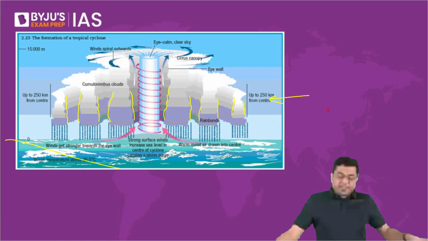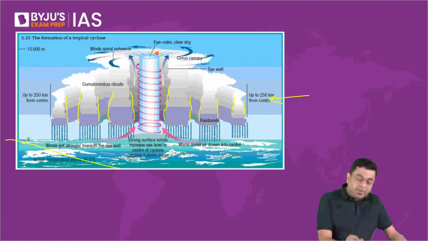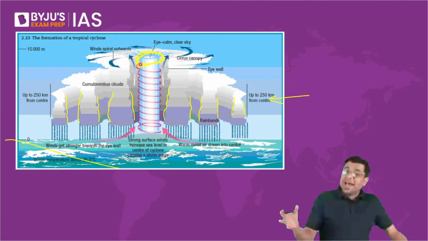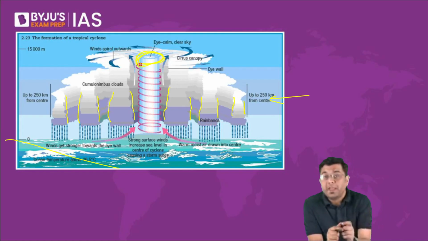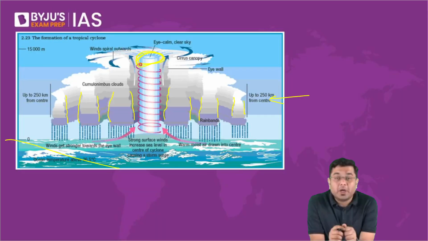But then after some time, the eye of the cyclone, what we regard as the eye of the cyclone, does come and does appear over the landmass. The moment the eye of the cyclone comes over, what do you think will happen to the rainfall? Will the rainfall increase, decrease, or continue to remain the same? What do you think?